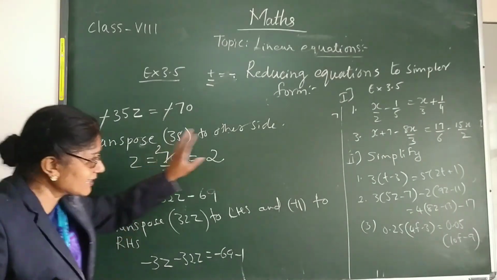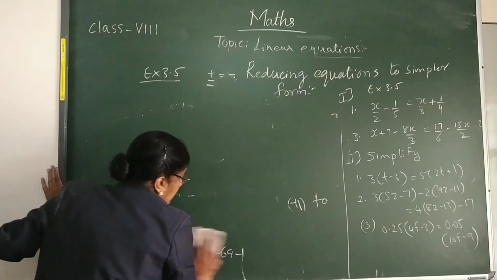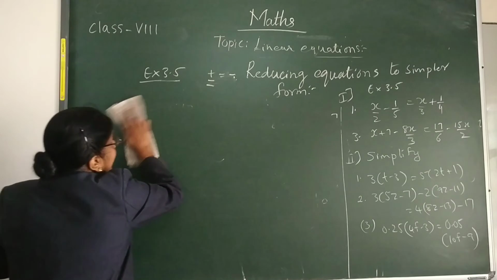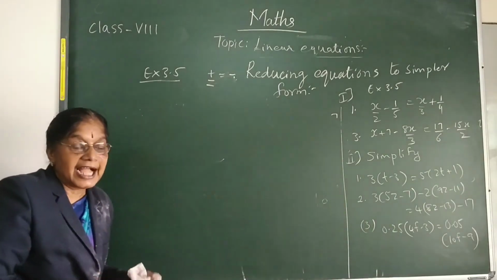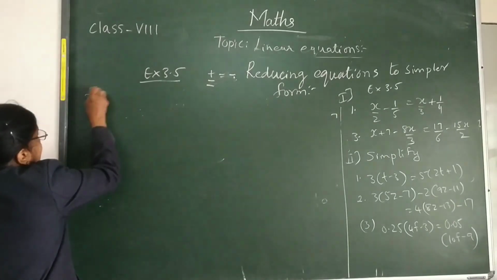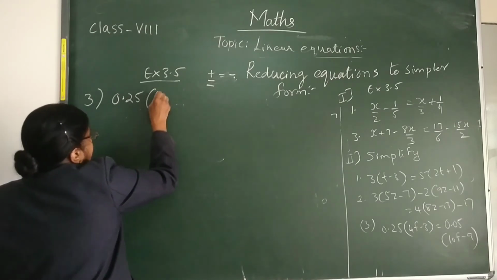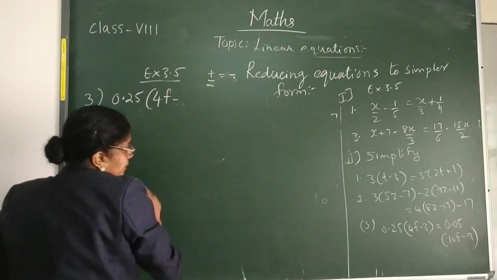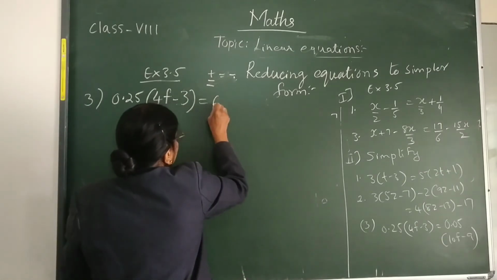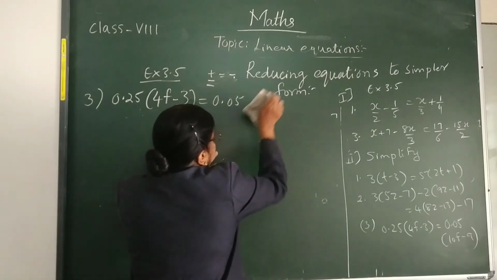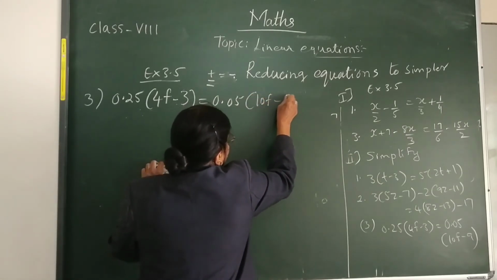Now we will do the last sum in that exercise. So what does the last sum say? It is regarding decimals. You have to be very careful when you are taking decimal points and doing that sum. So third sum, 0.25 bracket 4f minus 3 is equal to 0.05 in the bracket 10f minus 9.